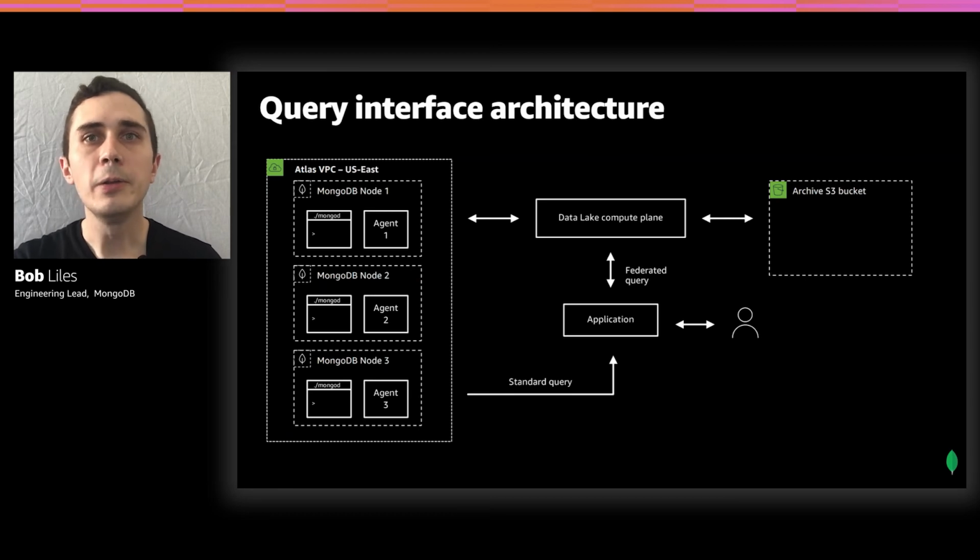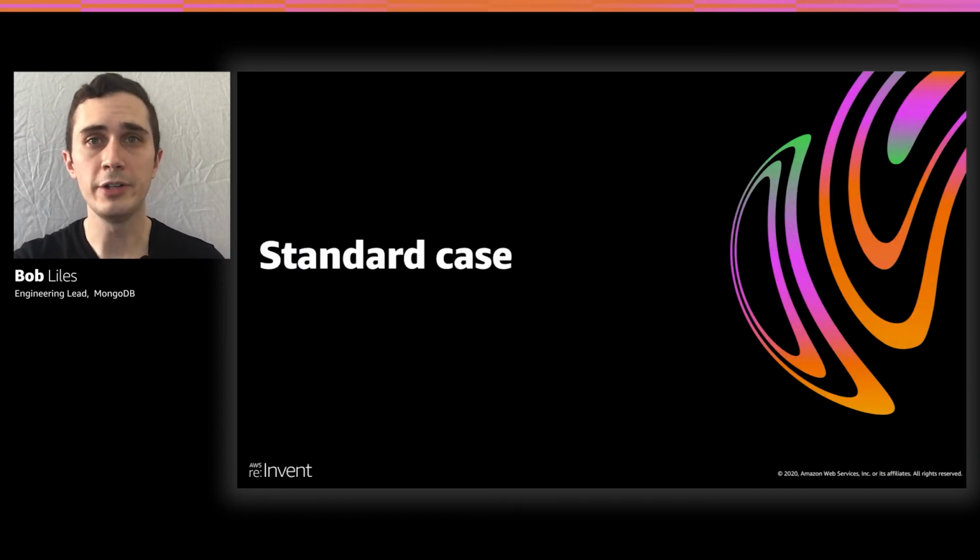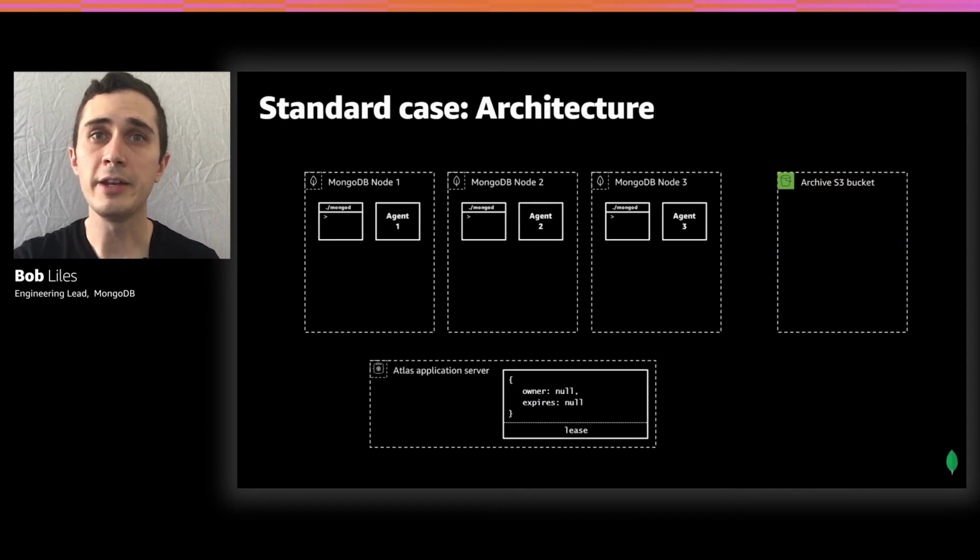I want to now talk in a little bit more detail about what exactly happens during the archive operation, building towards an understanding of how the system tolerates failures like hardware issues or network partitions. First, let's consider the standard case of an archive operation. Here, I have shown some of the basic components of the archive operation that I introduced earlier. Three virtual machines, each hosting a MongoDB database process and an agent process, with the archive S3 bucket on the right and the Atlas application server represented on the bottom.